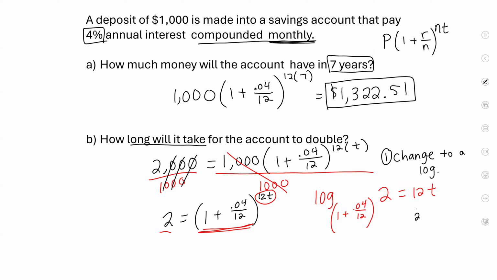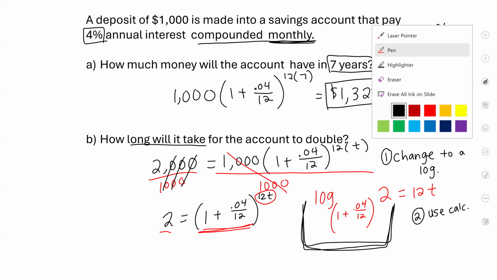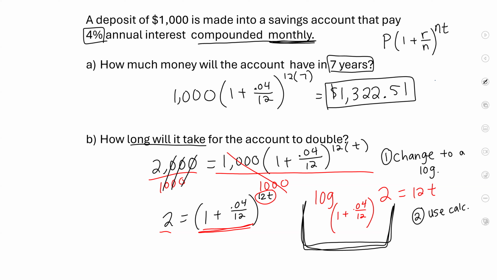Now, second part, use your calculator. Plug all of this into the calculator. Let me know what you get. Thank you so much. You guys plugged this thing into the calculator and got, what was it? 0.291 equals, we're not done, 12t.